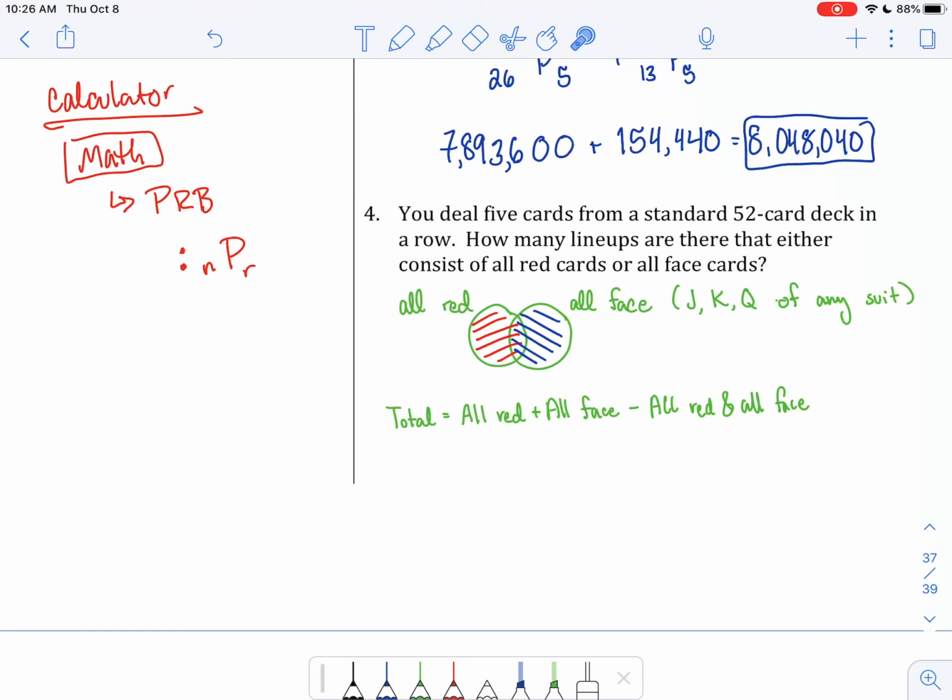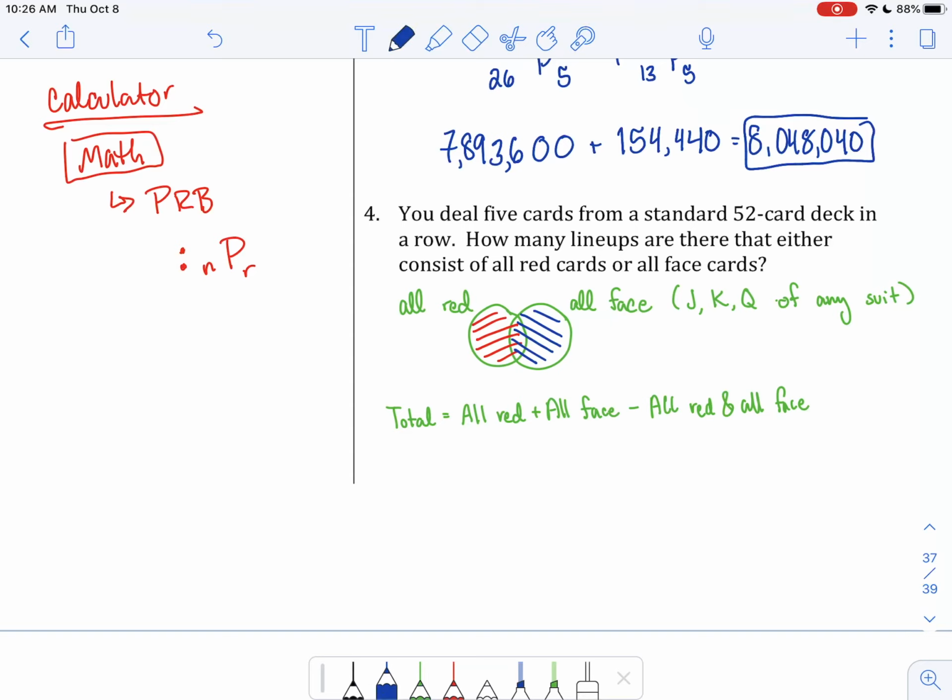And you'll notice here, if we zoom in, I've colored in this space twice, right? I've counted it with the red and I've counted it with the face cards. And so this is what we call double counted. So it's counted one too many times. So our total is going to be all the red plus all the face, but then we overcounted that middle section once, so we need to subtract away one count of all red and all face. And this is why Venn diagrams can be really helpful for these sort of things.